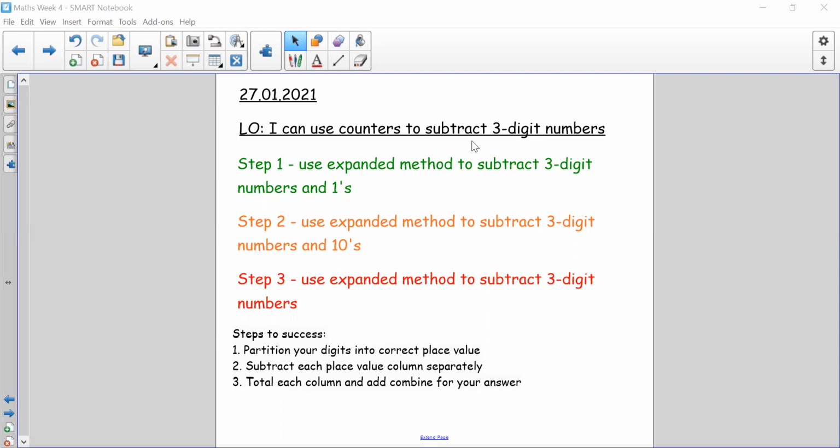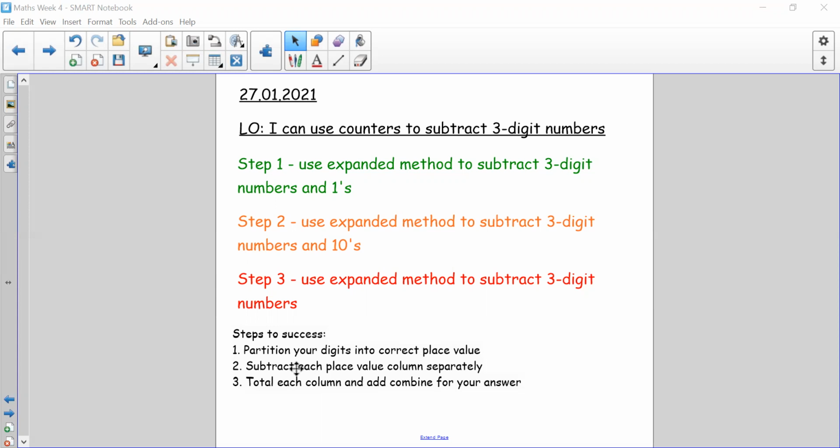This is the first time we're using three-digit numbers to subtract. So if you are not sure, stay with me. We'll go all the way through steps 1 through to 3. We're going to be using these 3 steps to success here. Okay, step 1, we're going to partition our digits into the correct place value column. So that means when you have 3 digits, we have a hundreds digit, a tens digit, and a ones digit. So we need to make sure we are placing them in the correct columns.